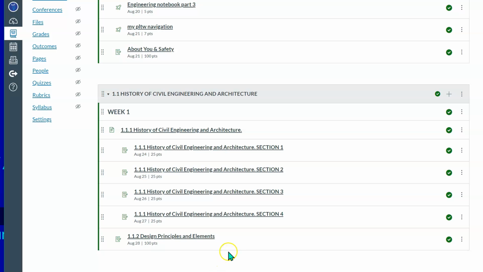On Friday, we have an assignment about design principles and elements. If you took Introduction to Engineering, then this is a review and we're applying it specifically to architecture. And if you haven't taken Introduction to Engineering and Design, you need to know the principles and elements of design. So you'll spend some time with that and then get that turned in on the 28th. And that's how I know you were here. That's what you're up to this week and why it's important.